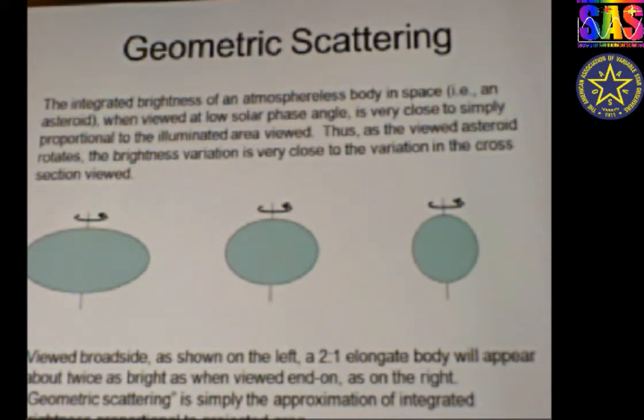When you look at the full moon, it's just sort of this circle of more or less equal brightness. When you look at a quarter moon, the terminator area is a whole lot fainter, and so geometric scattering doesn't work at 90 degrees. But it does work pretty well for asteroids as well as for the moon when you're under, say, 20 degrees or so phase angle.